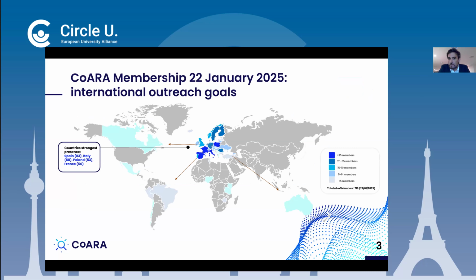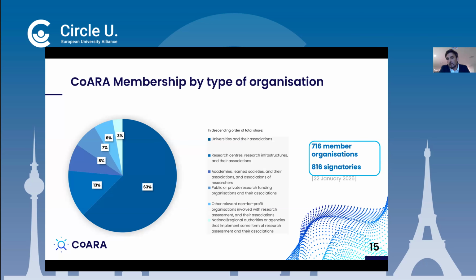So this slide is just to show you that Coara is an international community. It started in Europe, but now it starts to pick up a bit in different parts of the world. At the beginning of the year, and now it increased. There are 816 signatories and 716 member organizations.